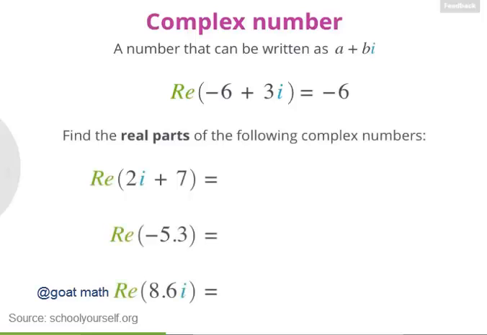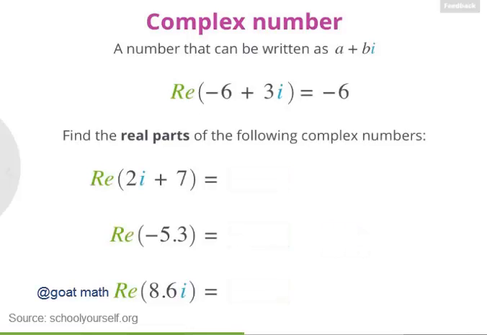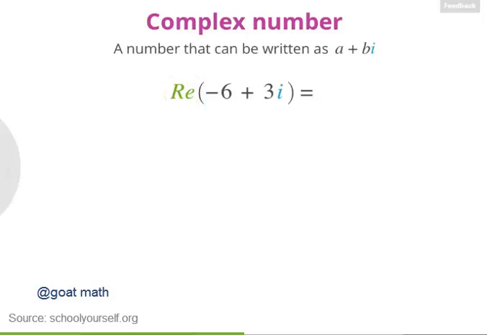Try finding the real parts of a few more complex numbers and keep in mind that the real part could be 0. Right, so the real part of 2i plus 7 is 7. Negative 5.3 is already a real number, so its real part is negative 5.3. And 8.6i is an imaginary number, so its real part is 0. Okay, so that's the real part of a complex number.